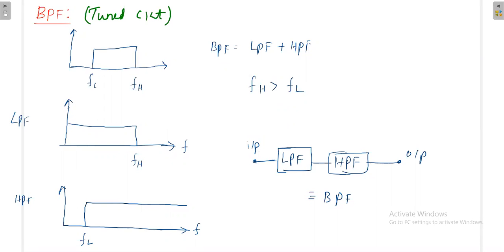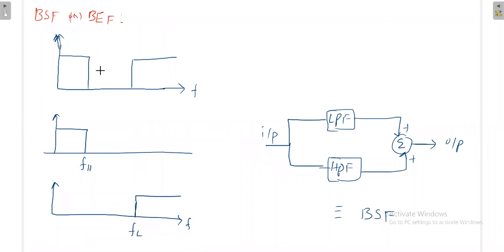Next, the band stop filter, or band elimination filter. Again, the nature will be like this. It will allow low frequencies and it will also allow high frequencies, but it will not allow the middle frequencies.